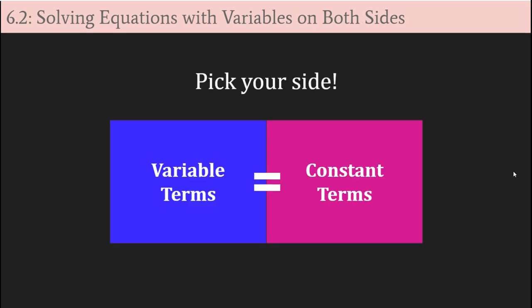So when we're solving equations with variables that exist on both sides of the equation, it's really important that we organize our steps by picking our side. Typically on one side of the equal symbol, you'll have your variable terms, and on the other side of your equation, you will have your constant terms. So when we're solving these equations, it's really important that we isolate all the variables onto one side of the equation and then collect all those constant terms on the opposite side of the equation.